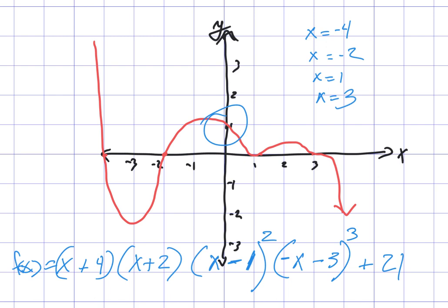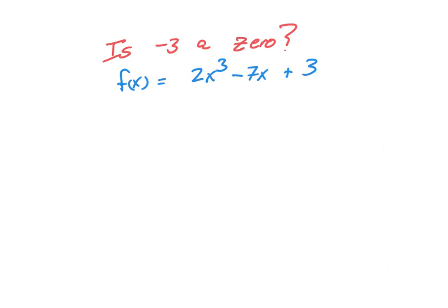And by looking at a graph, you can get a ballpark idea of what the equation might look like, and vice versa. So is -3 a 0 of that function? Essentially, if you put in -3, will my function equal 0? It's a simple matter of just plugging it in and finding it out. We could also see if x plus 3 divides into 2x cubed minus 7x plus 3.